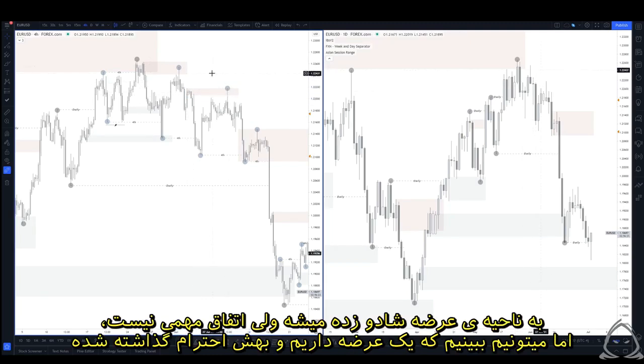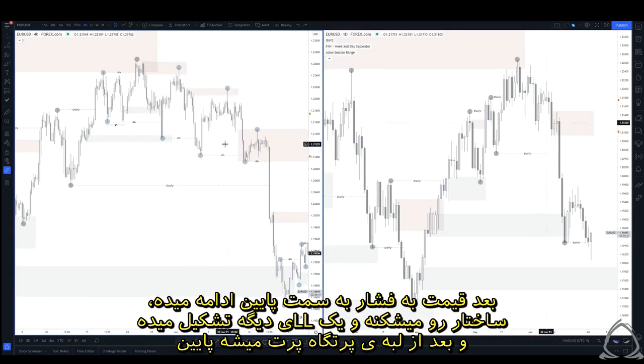It does wick the supply zone a little bit, but not a big deal. But what we can see is we have supply. Ultimately, it's respected, and then price continues down, breaking structure to the downside, creating another lower low, and then price essentially falls off the cliff here.